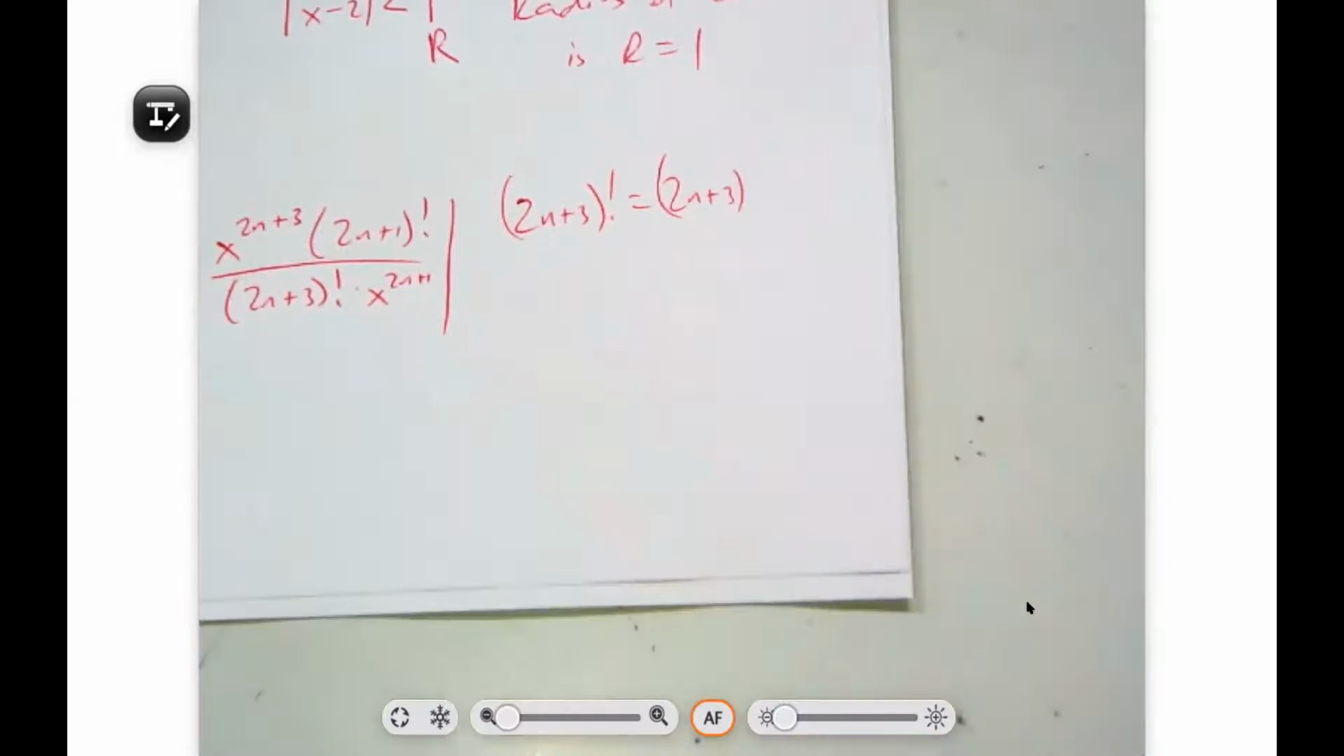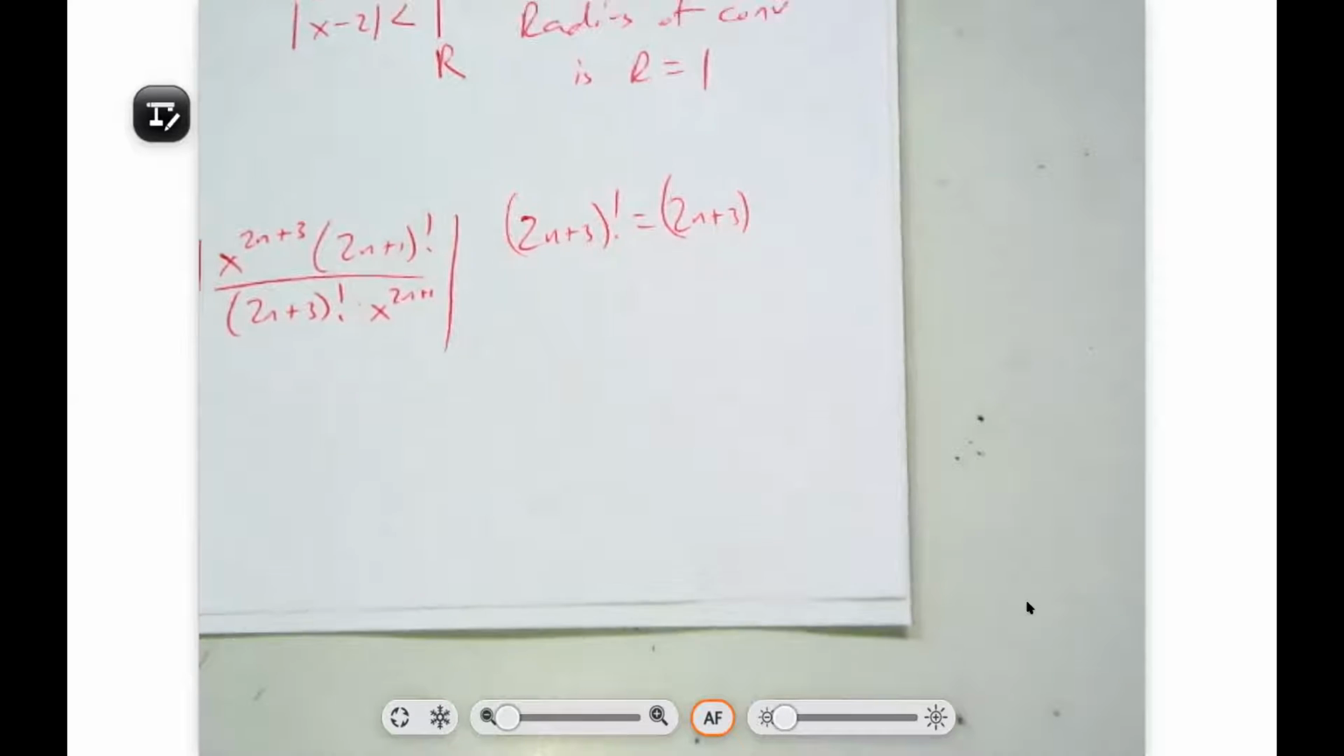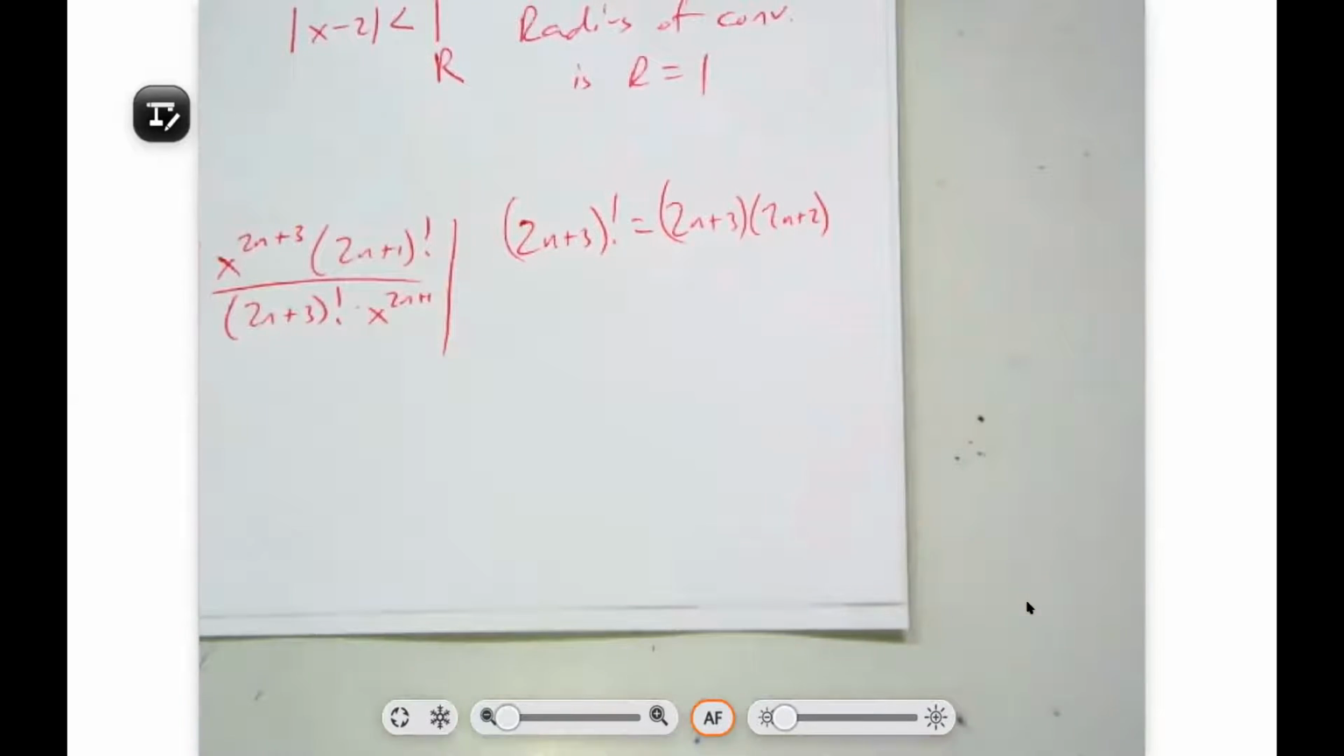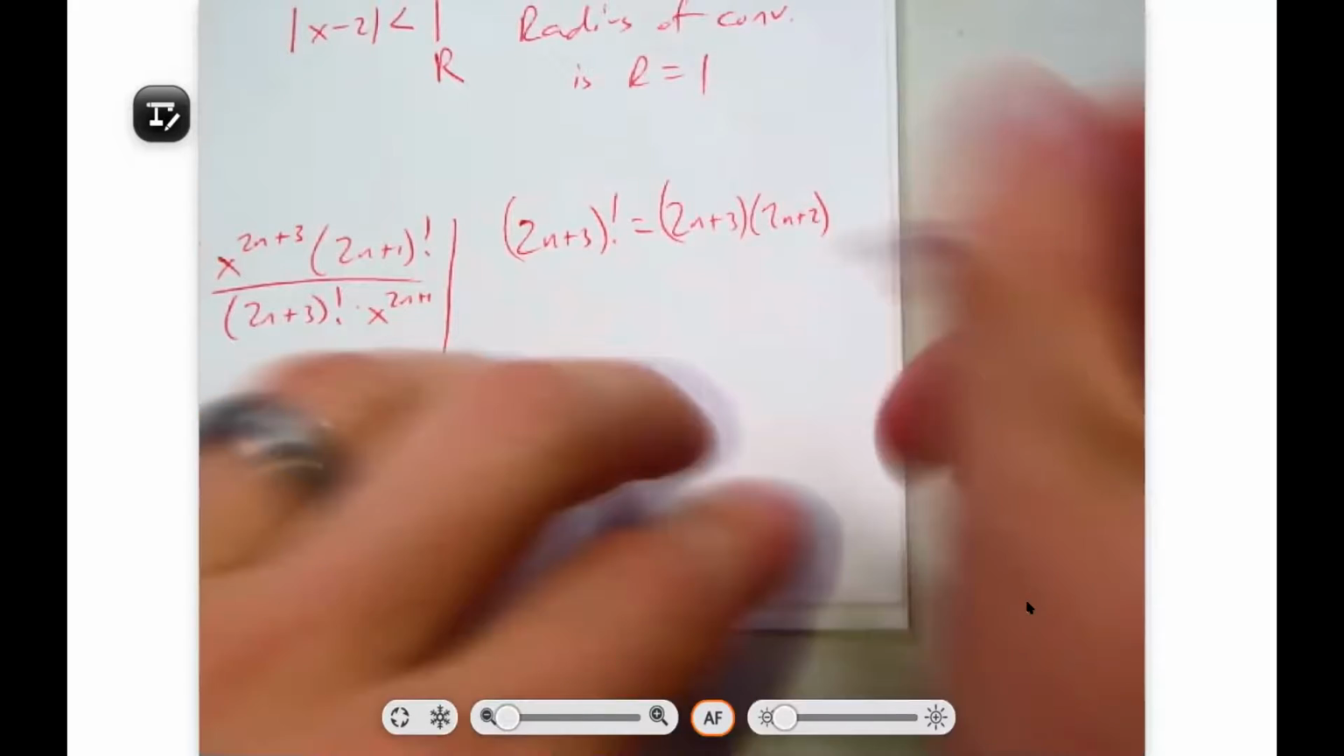So that's the biggest number. If it was 7 factorial, 7 would be the first number. Well, the one number right below that is 2n plus 2. And then the number right below that is 2n plus 1. And we can just put factorial because that's the thing that we're trying to cancel out on top.